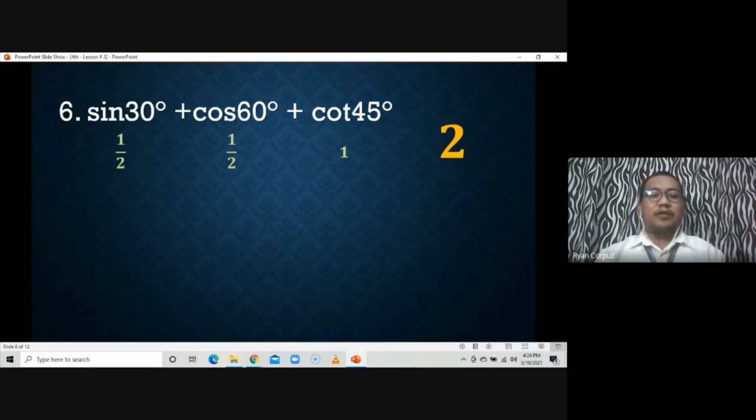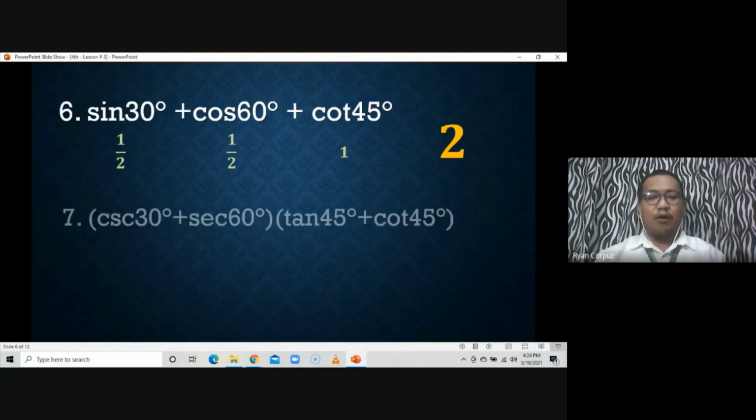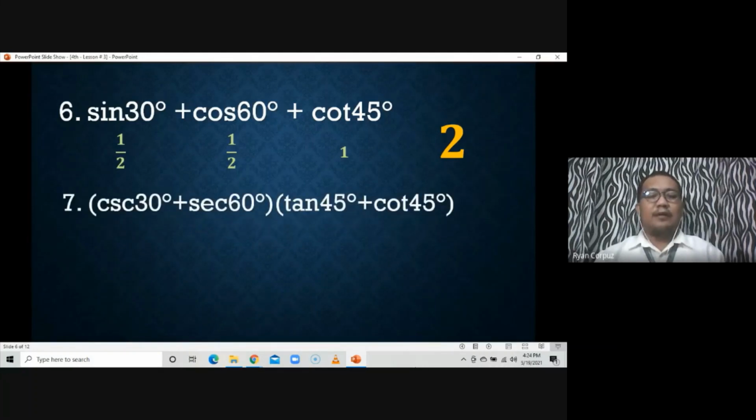So sine 30 degrees plus cosine 60 degrees plus cotangent 45 degrees, that is equivalent to 2. Did you get that? So let's have this last example for that. So we do have here cosecant 30 degrees plus secant 60 degrees times tangent 45 degrees plus cotangent 45 degrees. So ano ba yung mga value na yan? Alamin muna natin yung mga value ng bawat given na yan using the table of trigonometric ratios on special angles.